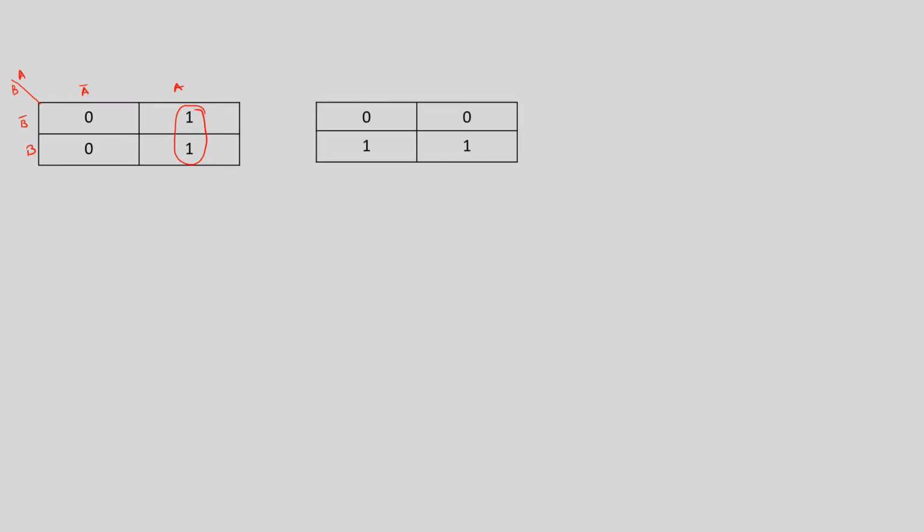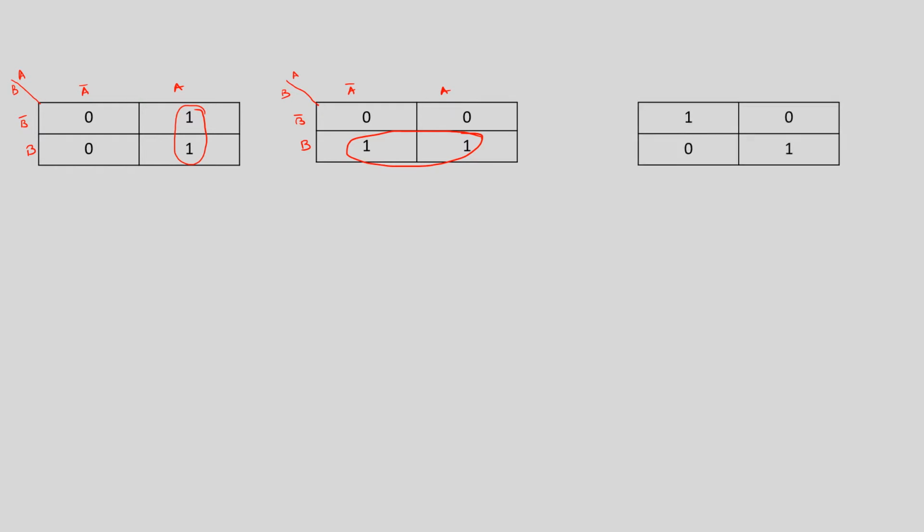See the second K-map. Again it is a two variable K-map. This is A, B. This is A bar, A, B bar, B. Here again two ones are present which are adjacent to each other, so we can form a pair of it. See the third one, we are having A, B. This is A bar, A, B bar, B. Here the ones are diagonally adjacent to each other, so we cannot form a pair. If they are vertically adjacent or horizontally adjacent, we can form a pair.